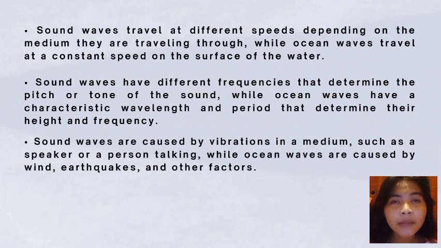So that means depending upon the medium that it travels, its composition or its behavior really differs depending upon which medium it travels or propagates. Meanwhile, if we're talking about ocean waves or water waves, can it propagate through solids or through air? No. So that means it will have a constant speed on the surface of the water. So that is the difference between ocean waves and sound waves.